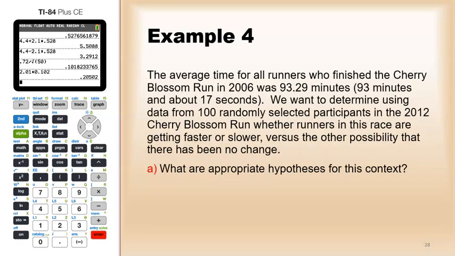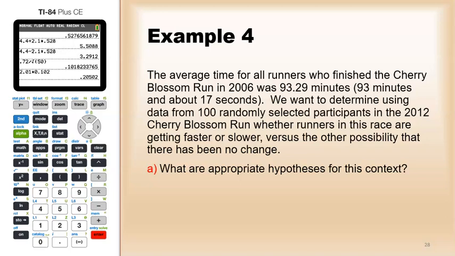So, the average run time for all runners who finished the Cherry Blossom Run in 2006 was 93.29, which is 93 minutes and about 17 seconds. We want to determine, using data from 100 randomly selected participants in the 2012 Cherry Blossom Run, whether runners in this race are getting faster or slower, versus the possibility that there had been no change.